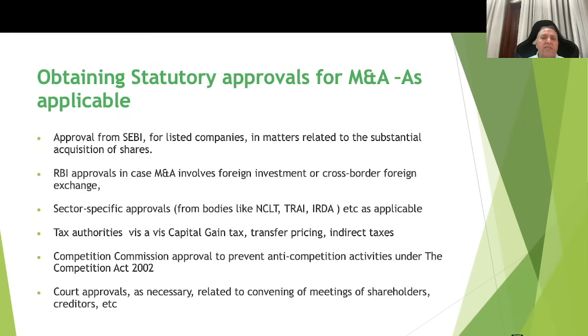Obtaining statutory approvals. Now this depends on the size of the company and the nature of the company, whether it's private limited, public limited, or an individual proprietary company, and whether listed or not listed. So approval of SEBI for the listed companies in matters related to the substantial acquisition of shares, RBI approvals in case M&A involves foreign investment or a cross-border foreign exchange, sector-specific approvals from bodies like NCLT, TRAI, IRDA for insurance, etc. as applicable, tax authorities vis-a-vis capital gain tax, transfer prices, indirect taxes, Competition Commission approval to prevent anti-competition activities under the Competition Act 2002, and court approvals as necessary related to the convening of the meeting of shareholders and creditors, etc., particularly in the case of listed companies.